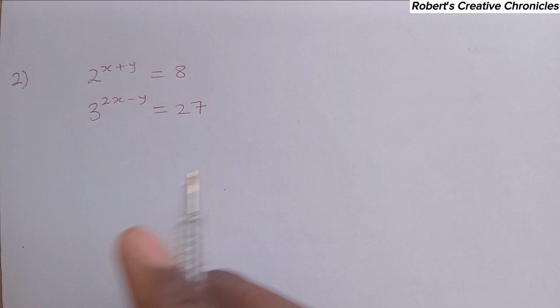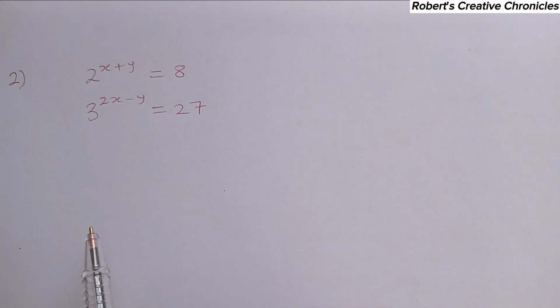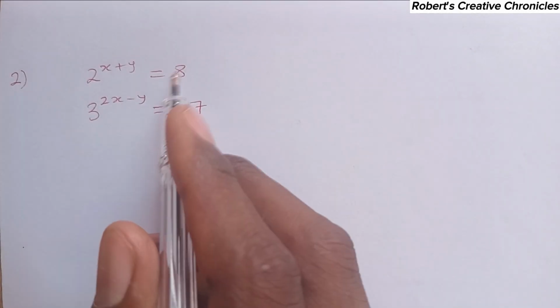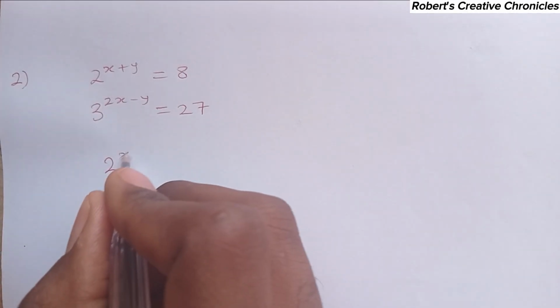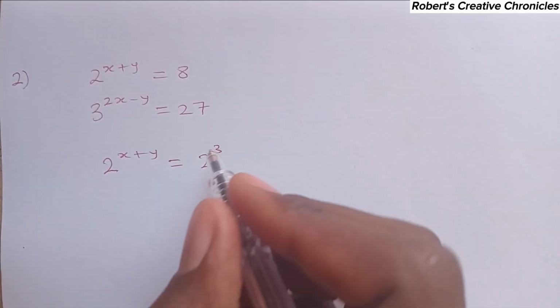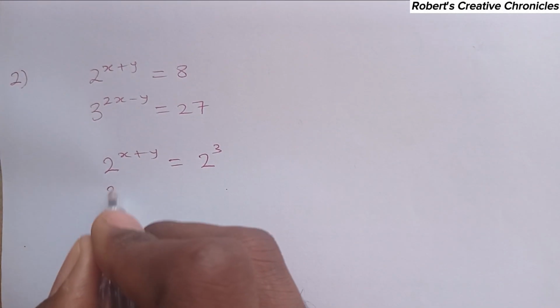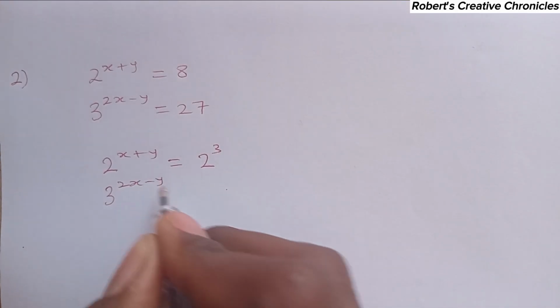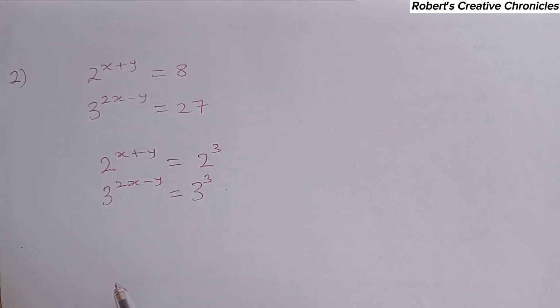So now the second exercise says we should solve the simultaneous index equations. So these are the two index equations. Now this we can express in terms of 2 also. So it becomes 2^(x+y) equals 2 raised to the power of 3. 2 raised to the power of 3 is 8. Then this also, 3^(2x-y). 3 raised to the power of 3 is 27.